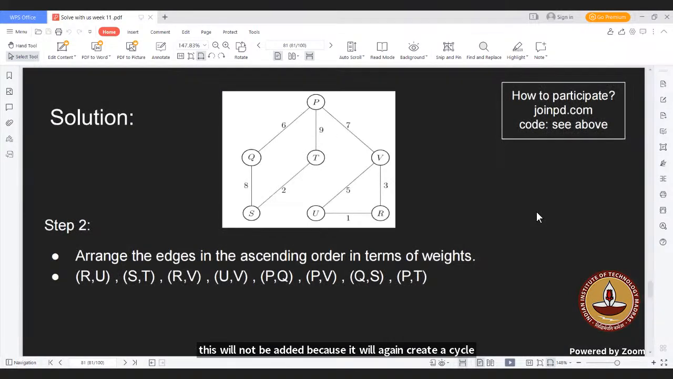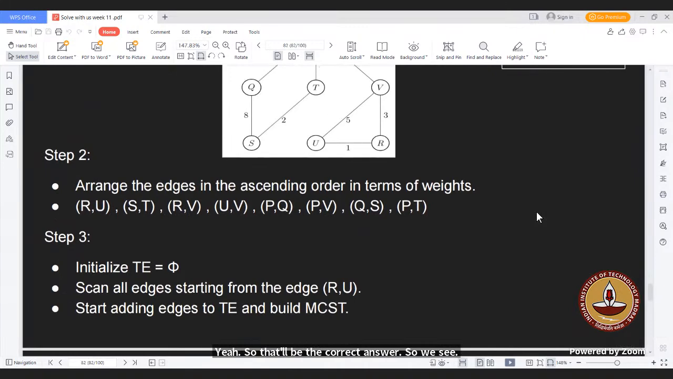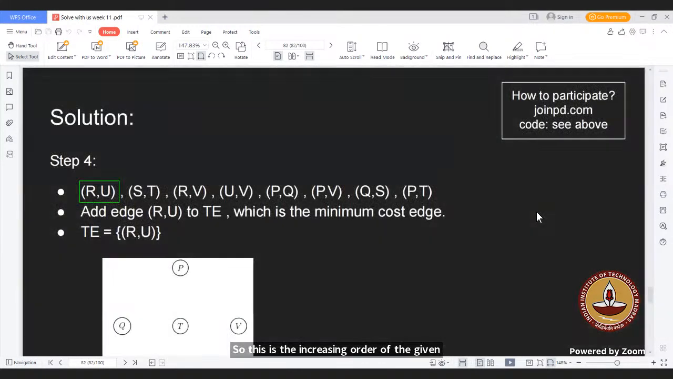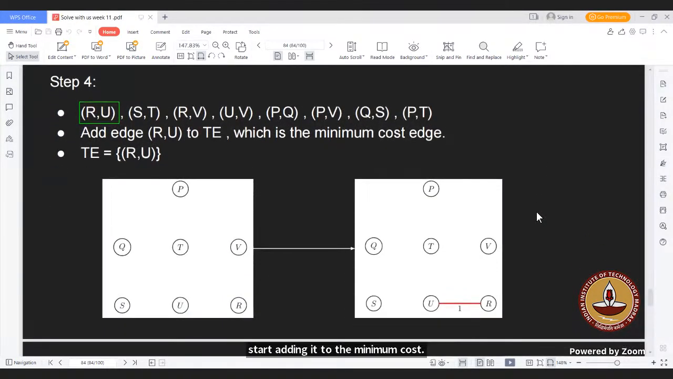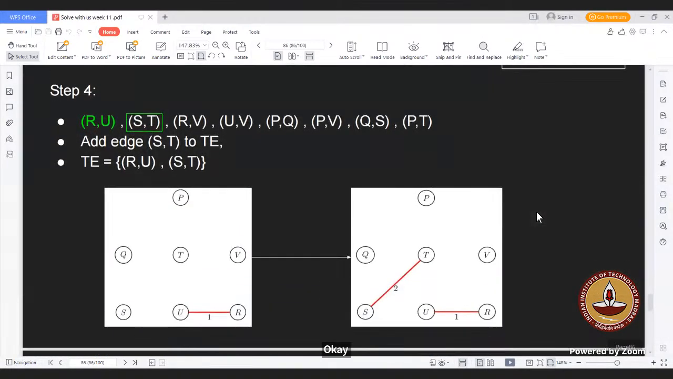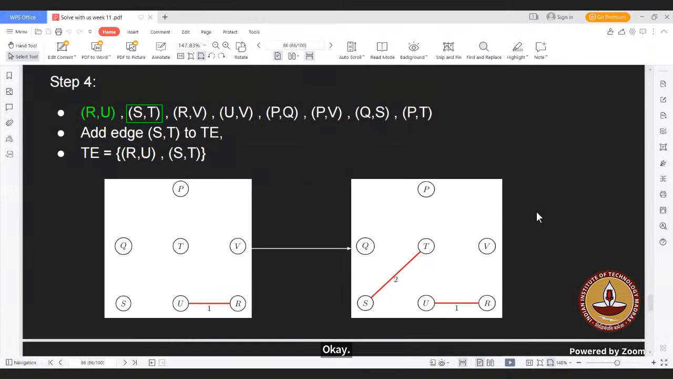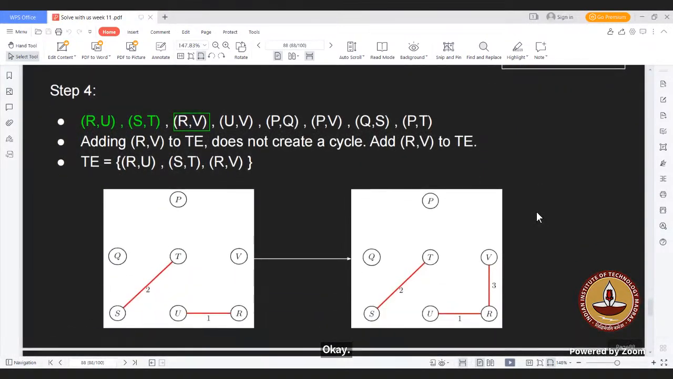So this is the increasing order of the given weights. We'll initialize TE to the null set and scan all the edges and start adding them to the minimum cost spanning tree. First RU will be added, so the graph will look like this. Then ST will be added, and the graph will look like this. Then RV will be added, and the graph will become like this.